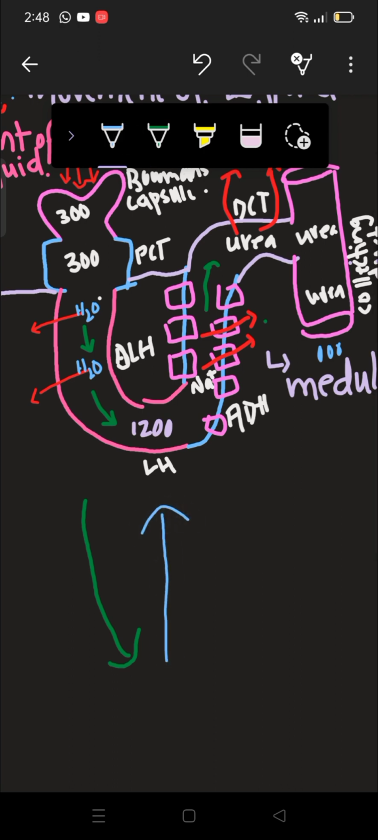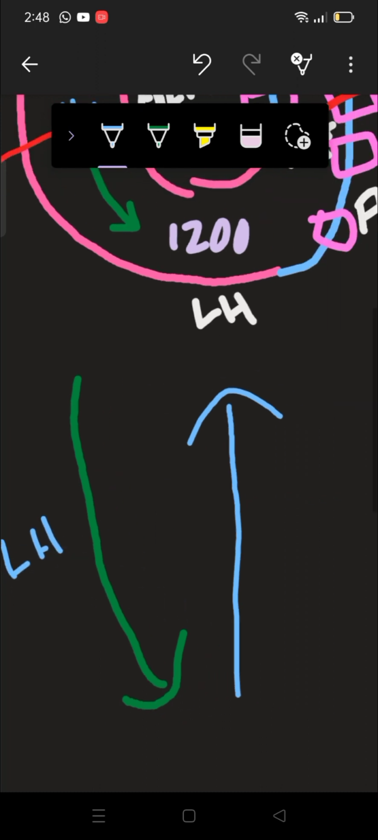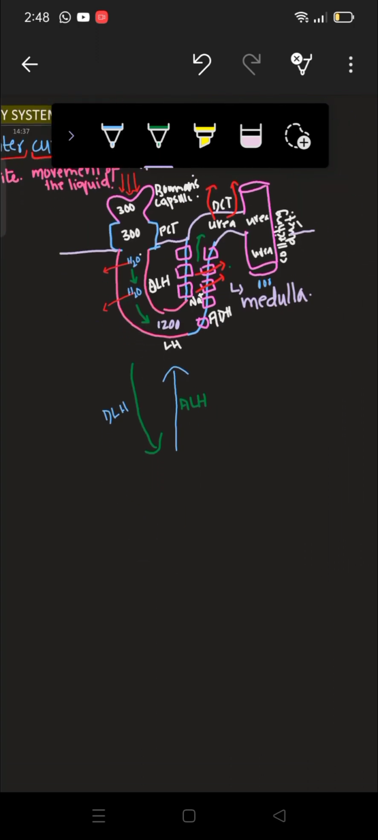See, this is going up. From the descending loop of Henle it was going down, as you can see here. This is for descending loop of Henle, and this is for ascending loop of Henle. As you can see, the directions are completely changed. They are in opposite direction. The one is coming down and another is going up, and this is the movement of liquid.